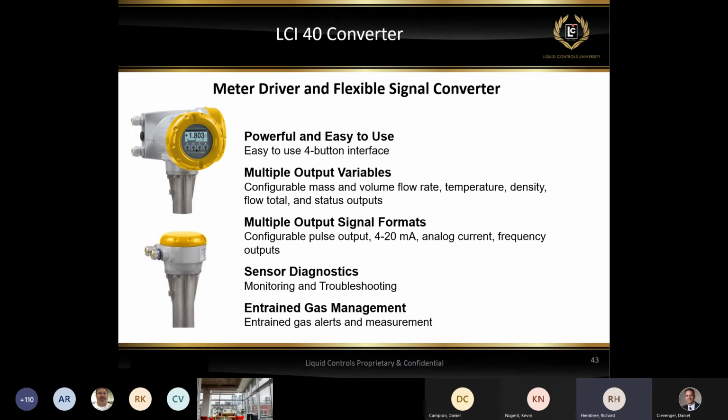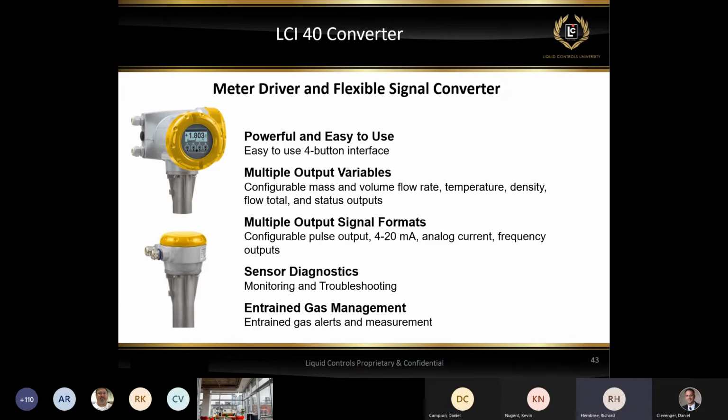So it can give you a status output depending on the condition of the meter. If you have extreme temperatures, it can give you a status and temperature readings. With multiple output signals, we can give a pulse output that can be configurable, a 4 to 20 milliamp analog current output, frequency outputs, and signal diagnostics.